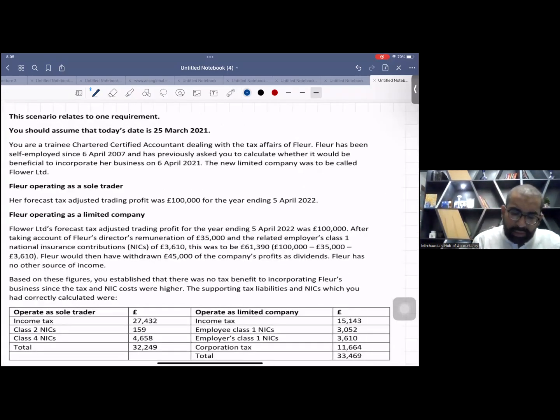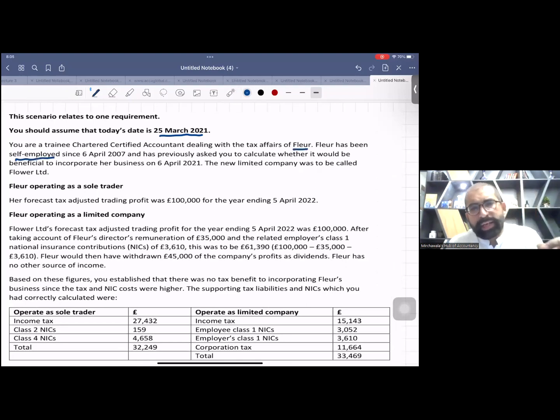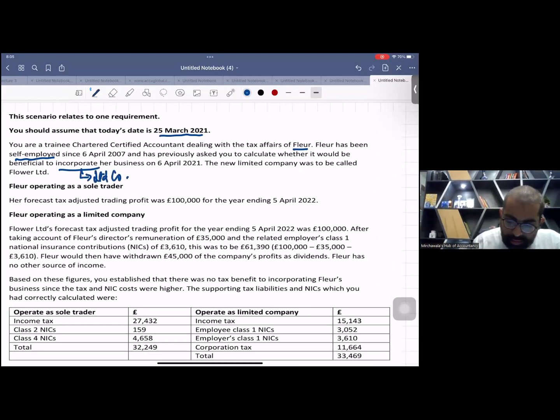You should assume that today's date is 25th of March 2021. You are a trainee chartered accountant dealing with the tax affairs of Fleur. Fleur has been self-employed, meaning an individual businessman, since 6th April 2007, and has previously asked you to calculate whether it would be beneficial to incorporate a limited company for her business on 6th April 2021, the first day of your fiscal year.